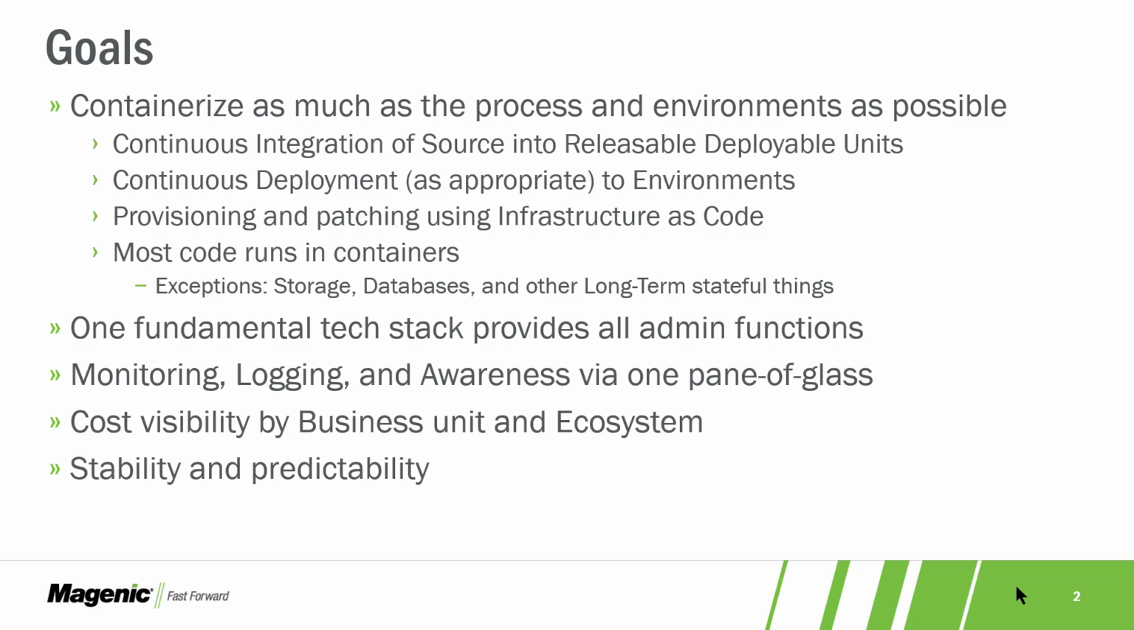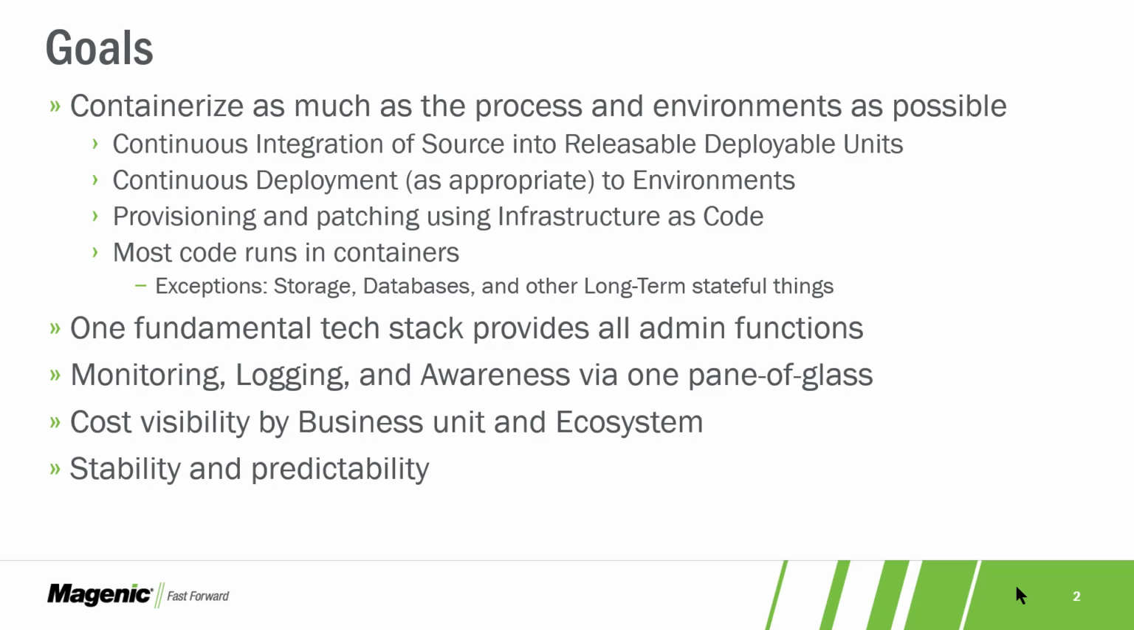And we want most of our code to run in containers, with the exception of storage and databases and things like that. We'll use infrastructure as code if we have to, but ideally platform as a service or software as a service. And we want one fundamental tech stack, in this case Kubernetes, to provide all the functions. And we want everything in the entire system, including the build engine and the running applications and all of the supporting infrastructure and dependencies, to share one monitoring, logging, and awareness, MLA, and to have that all visible via one pane of glass. And then we want to be able to roll up costs by business unit and ecosystem.